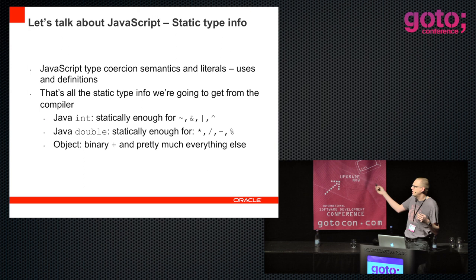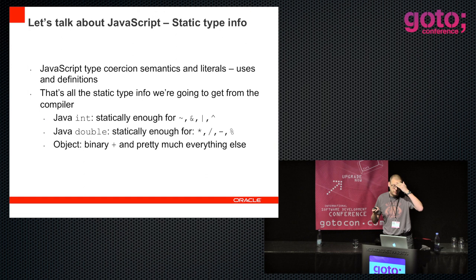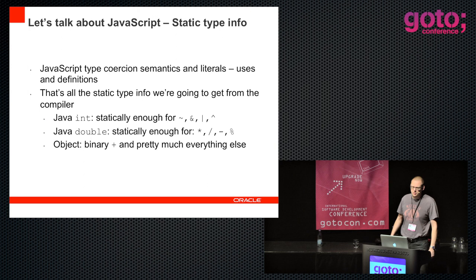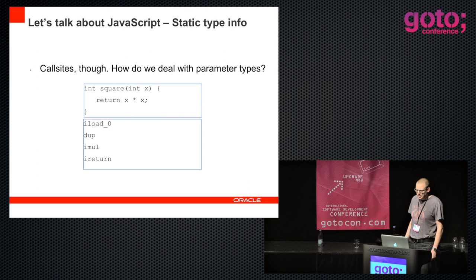And for other arithmetic operations, except for add, you can turn them into a JavaScript number according to the same kind of rules. It's only the add operator, the plus, that can add strings and arbitrary things together. That is pretty much the hardest one to do statically. And this shows why it's a really bad idea to overload operators. So, in the static type info case, how do we deal with parameters?